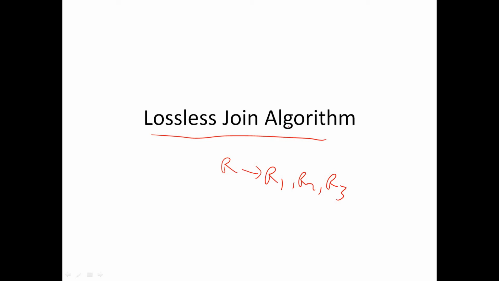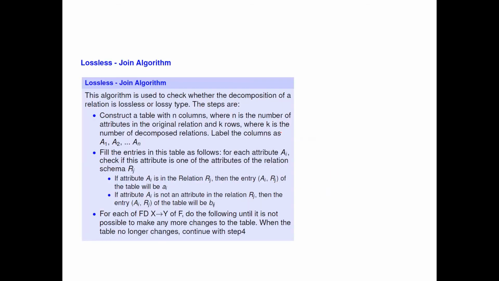This lossless join algorithm is another alternative to check whether the decomposition is lossless type or lossy type. Here we will not check whether the primary key foreign key pairings exist or not. In a different way we will check whether the decomposition is lossless or lossy. Let's see the algorithm. I have a relation which is decomposed into R1, R2, R3. Let there be a functional dependency set F. This algorithm performs certain steps to check whether the decomposition is lossless or lossy.